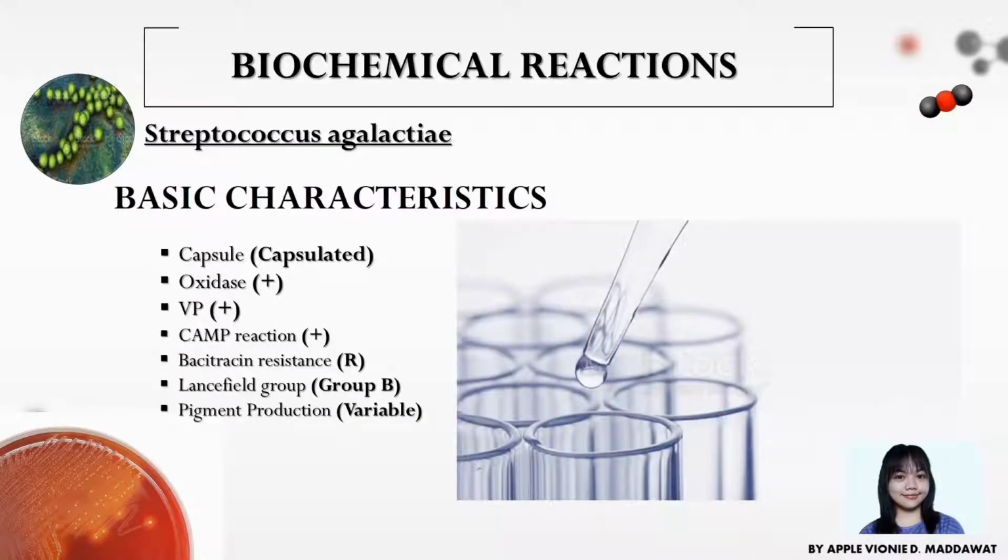For the next bacterium to identify, we will now focus on Streptococcus agalactiae. For its basic characteristics, this bacterium is capsulated and is positive in the oxidase test, VP test, and CAMP reaction test. It is resistant in the bacitracin resistance test, and as I mentioned earlier, it is a group B Lancefield group. Its pigment production is variable, which can be either positive or negative.